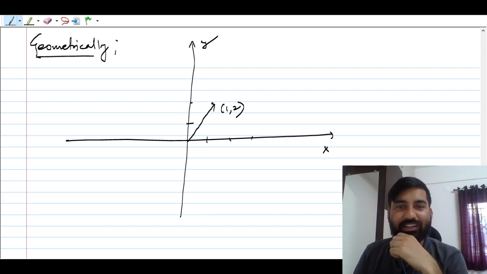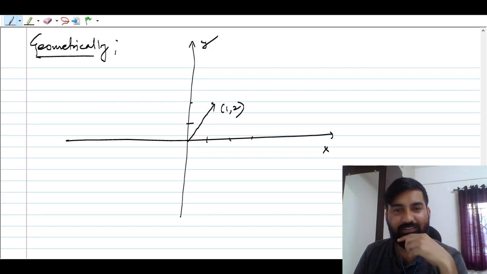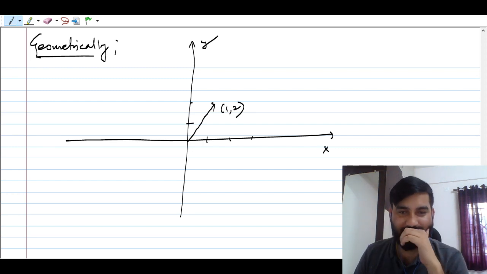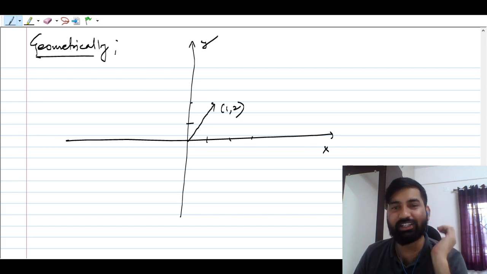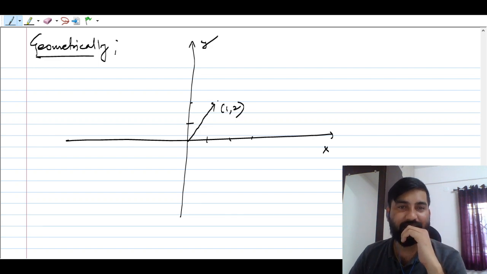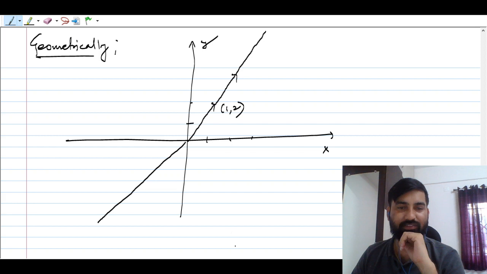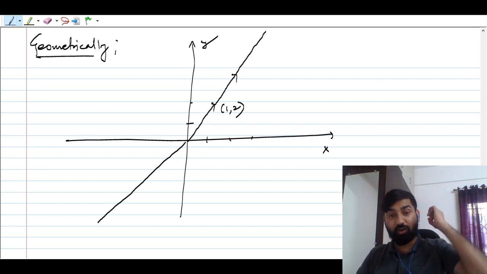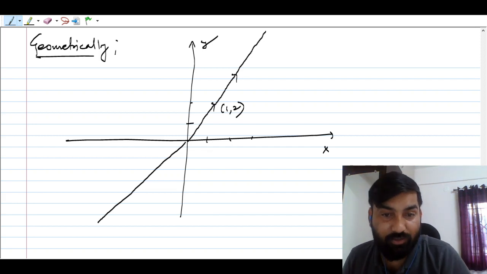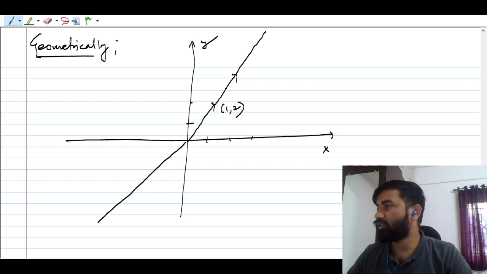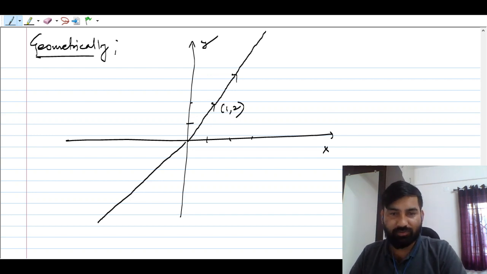Now if you multiply this vector with any scalar, that is alpha, right? Alpha can be anything: positive, negative, or 0. If you multiply by something positive, your vector will go in this direction, right? If you take all possible values of alpha, okay, understood?